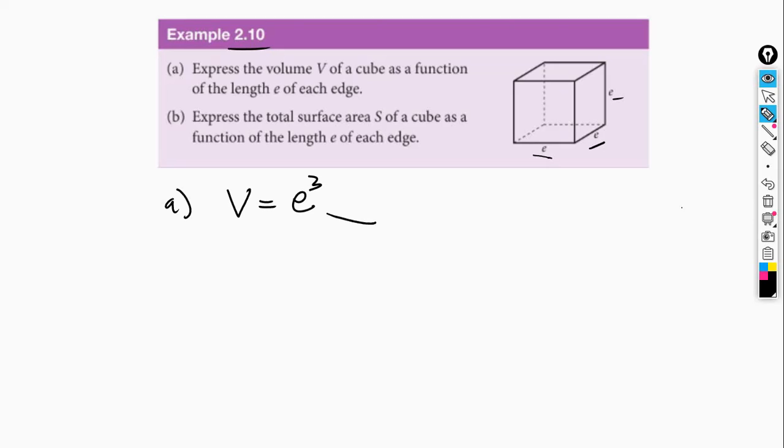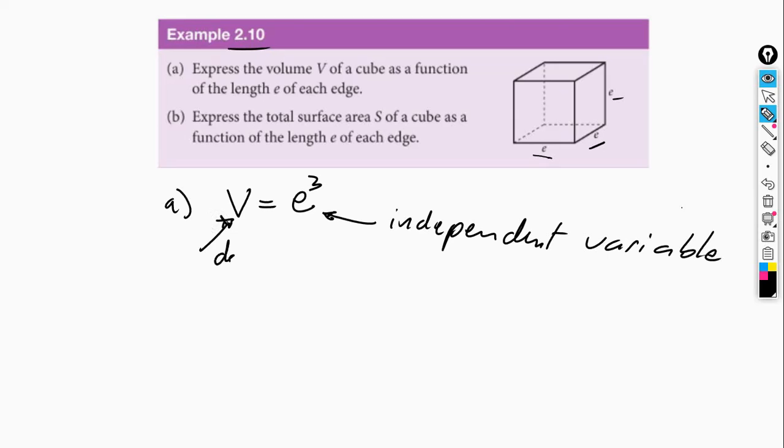So notice that this here is what's called the independent variable. And v is dependent on e in this case, right? The volume depends on the edge of the cube. So that means that this here is the dependent variable.